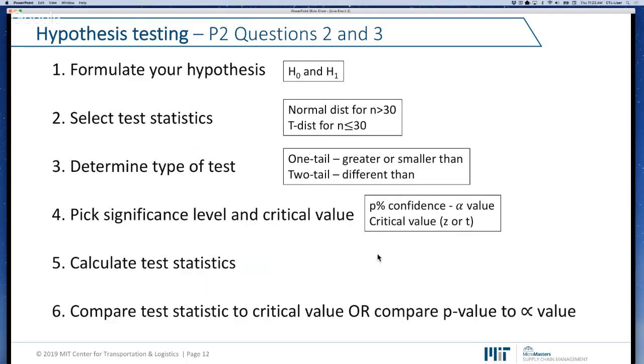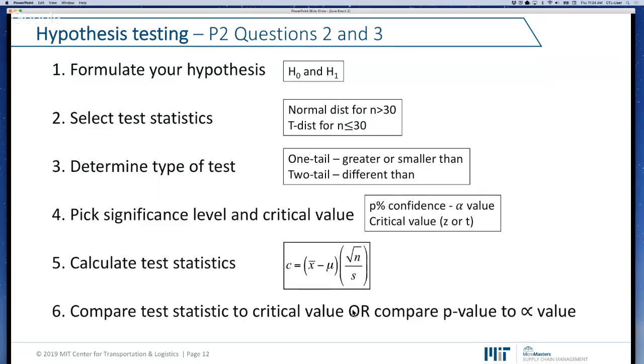Then the fourth step is to pick a significance level and a critical value. So what do we want our confidence level to be? We want to be confident at 90%, 95%, 98%. We need to decide that, and that will give us the alpha value. The alpha value will be 1 minus that confidence level. So if our confidence level is 95%, the alpha value will be 5%. And this will also give us the critical value, Z or T, using this alpha value in the distribution that we selected before. Then we have to calculate the test statistics. We can calculate it with this formula. Remember that the X and the S are the sample values, and the mu will be the mean or the value we want to compare our new sample with.